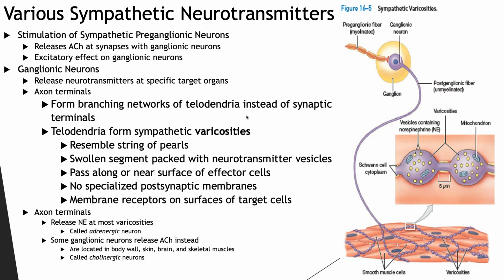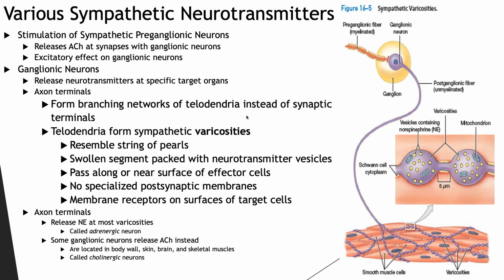Most sympathetic ganglionic neurons release norepinephrine at their varicosities. Neurons that release norepinephrine are called adrenergic. A small but significant number of ganglionic neurons in the sympathetic division release ACh rather than norepinephrine. Varicosities releasing ACh are located in the body wall, the skin, the brain, and the skeletal muscles. The norepinephrine released by varicosities affects its target until it is reabsorbed or inactivated by enzymes.